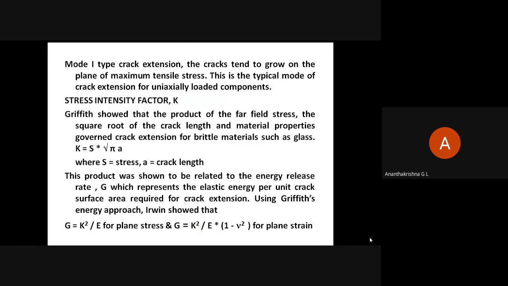It is not in the denominator. Okay, K square by E multiplied by 1 minus nu square for plane strain. So this is according to Griffith, this is according to Irwin.